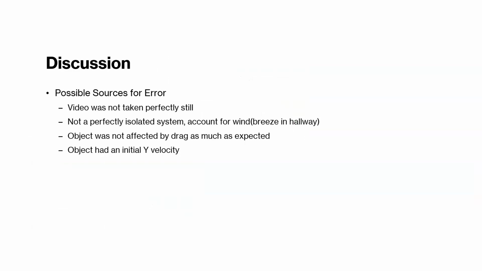So, discussion. Possible sources of error for this: one, the video is not taken perfectly still. So if you look at the graphs, there are some minor discrepancies where the x velocity is not exactly perfectly linear. It should be linear just because there are no forces acting on the x. Also, this is not a perfectly isolated system either. We need to account for wind, breeze in the hallway, which is drag. So the object was not affected by drag as much as we expected. And then the object had an initial y velocity too. That can mess with some of our calculations if we don't do it correctly.